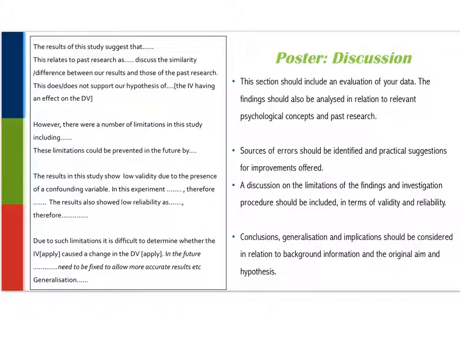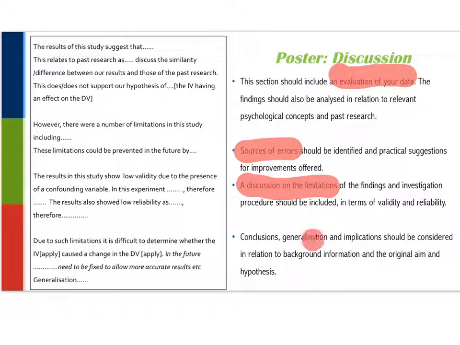Okay, so the discussion. This is the last big part of your poster, and I actually think this is the biggest part and the one that's probably going to cause the most confusion. Within this discussion, what you're doing is evaluating your data and relating it back to the cycle, the background theories and the past research. You're looking at sources of error, so EVs, CVs. You're looking at the overall limitations in terms of validity and reliability, and then you are giving a conclusion and a generalization. So you're doing 4 things.